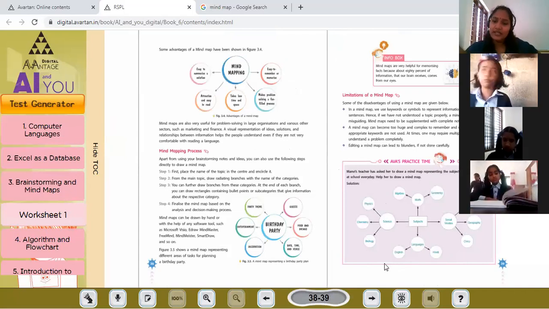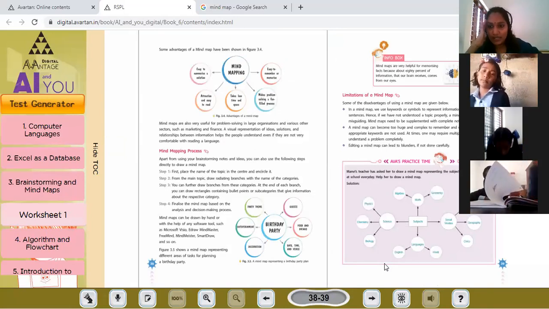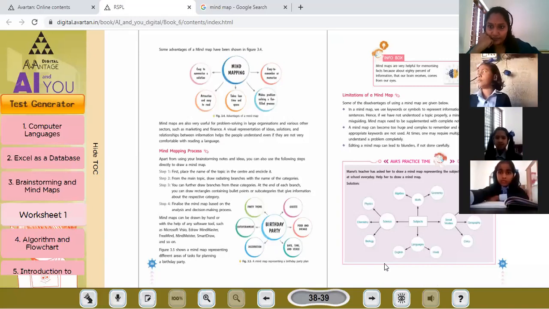We can understand what is given in that picture within seconds. Clear?